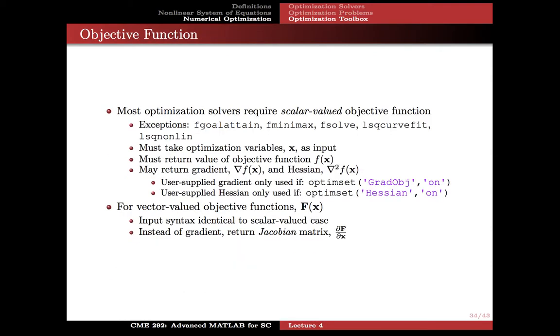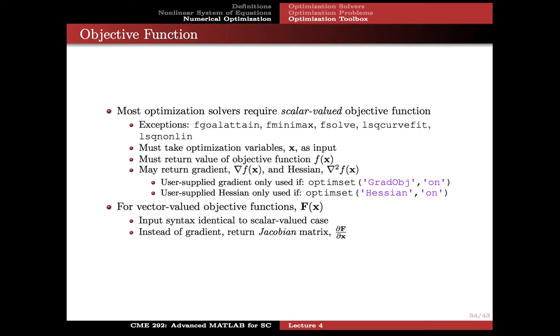Okay, so we'll find that most optimization solvers do require scalar-valued objective functions. An exemption of this is fminimax, which we just mentioned has a multi-valued function. The function must also take the optimization variables x as input, and your function handle must return the value of the objective function f of x. It may also return the gradient of f and the Hessian of f.